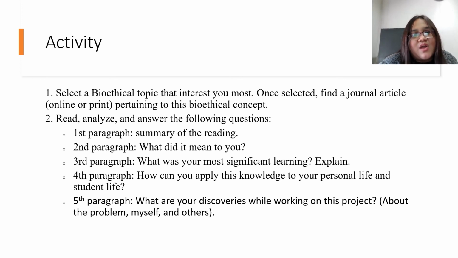Third paragraph, what was most significant in your learnings? And then explain, of course. Fourth paragraph, how can you apply this knowledge to your personal life and your nursing student life? And finally, for the fifth paragraph, what are your discoveries while working on this project? About the problem, yourself, and about others.